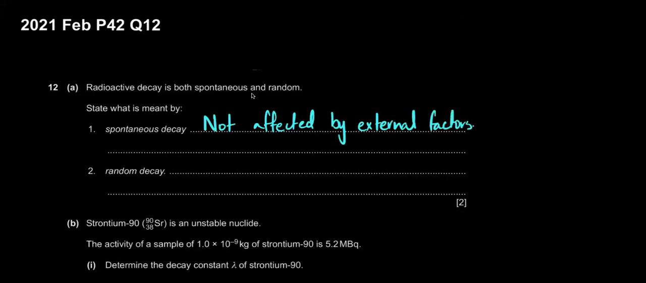And what is meant by random decay? So random simply means that you cannot predict which nucleus will decay next.